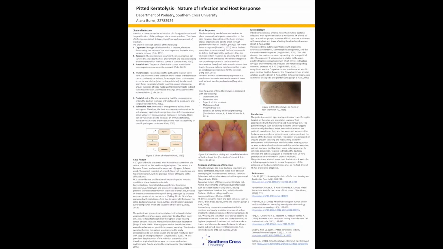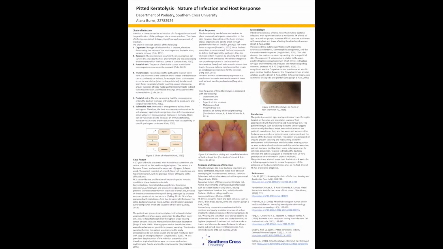The defense response can provoke symptoms in the host, such as fevers as a result of temperature changes and a decrease in plasma iron levels. These are defense mechanisms that create an uninhabitable environment for the infection. The host also has inflammatory responses as a mechanism to create more environmental stress, such as heat, swelling, and redness. Host response of pitted keratolysis is associated with the following: crateriform pits, macerated skin, superficial skin erosions, malodorous feet, hyperhidrotic feet, and soreness or itching when weight bearing.